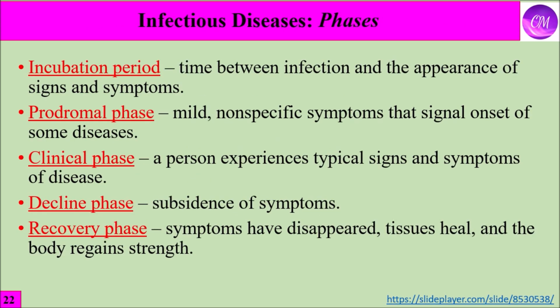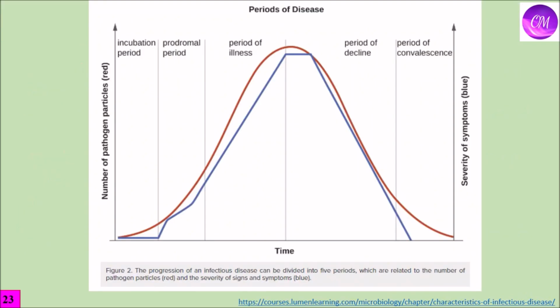There are some phases of infectious diseases. First, the incubation period, the time between infection and the appearance of signs and symptoms. Prodromal phase: mild, non-specific symptoms that signal onset of some diseases. Then clinical phase: a person experiences typical signs and symptoms of the disease. Decline phase: the subsidence of symptoms. And recovery phase: the symptoms have disappeared, tissues heal, and the body regains strength.